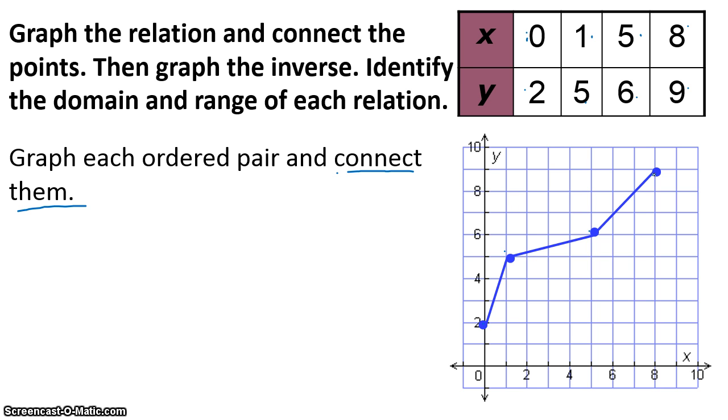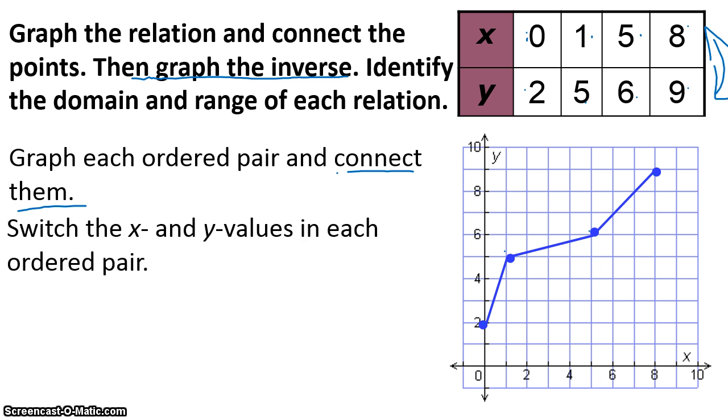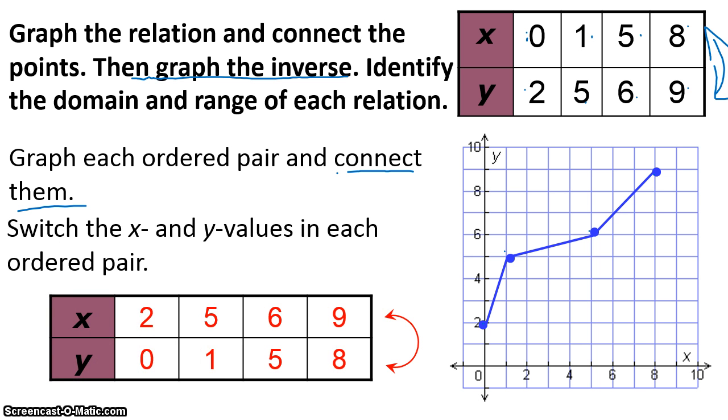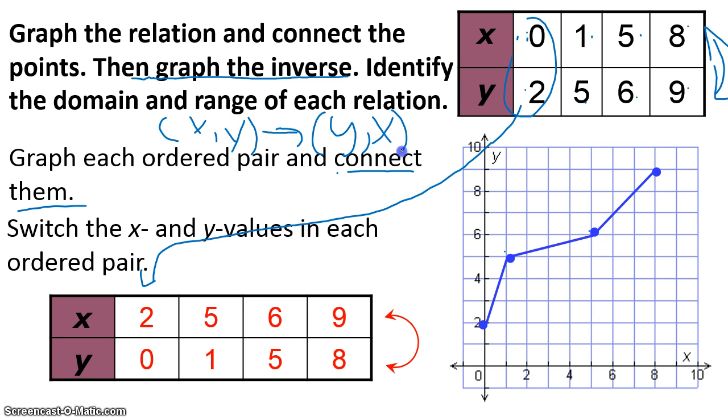Now what we're going to do is graph the inverse. To graph the inverse is nothing more than switching those x and y values. So we're going to make a new table with our switched values, and it's going to look like this. So our (0, 2) is now (2, 0). Okay? So what we did was we had that (x, y) value. To take the inverse, we just switched them. The (1, 5) becomes the (5, 1), and (5, 6) is now (6, 5), and (8, 9) is now (9, 8).